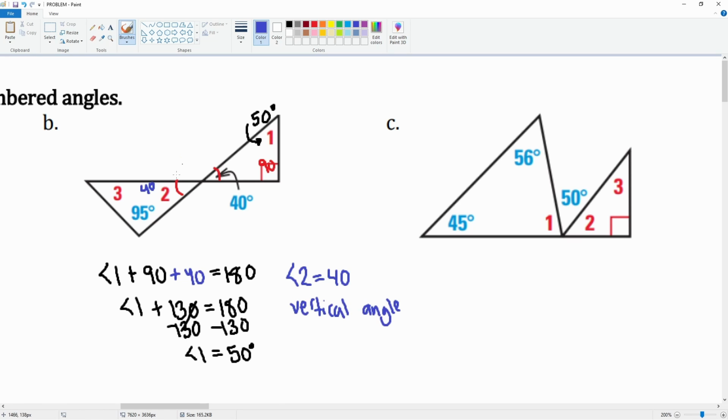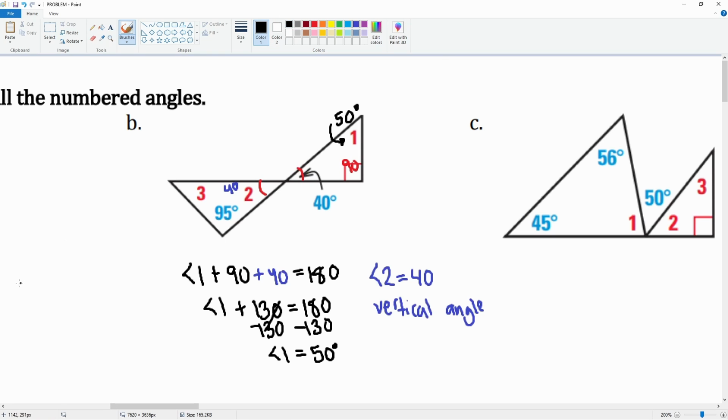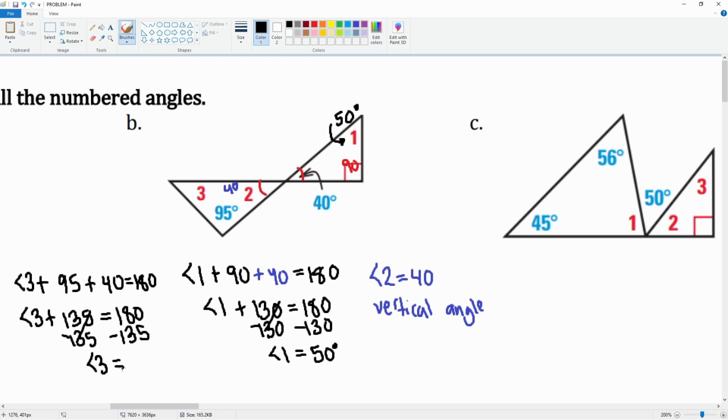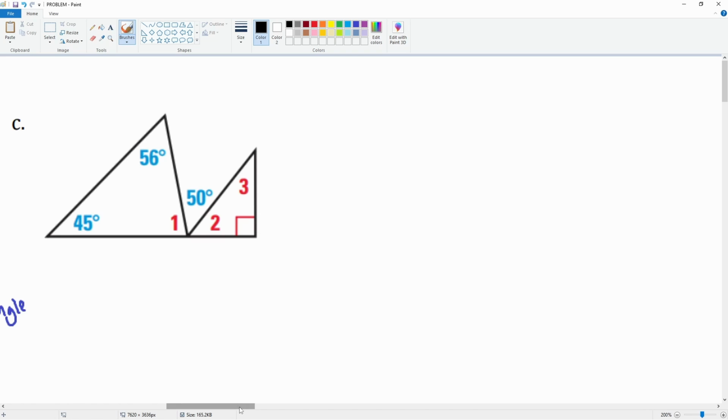Next, we can set up an equation here to solve for angle 3. So angle 3 plus the 95 plus the 40 is equal to 180, because that is that left side triangle. So 95 plus 40 is 135. So angle 3 plus 135 is equal to 180. Subtract 135 from both sides. This cancels. Angle 3 is equal to 180 minus 135, which is 45 degrees. There you go. Let's now take a look at C here.